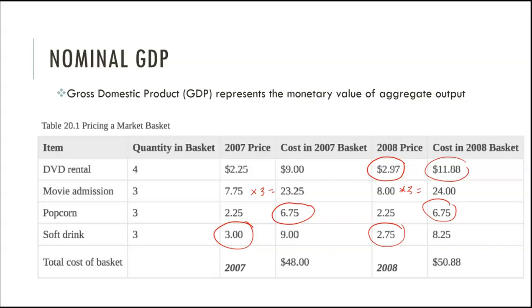So when we're looking at a price index or a market basket, some prices are increasing, some prices might be decreasing, some might be staying the same. But we're looking for sort of an average of what's happening with our economy. So when we add up the value of all the items in this basket in 2007, we get a value of $48.